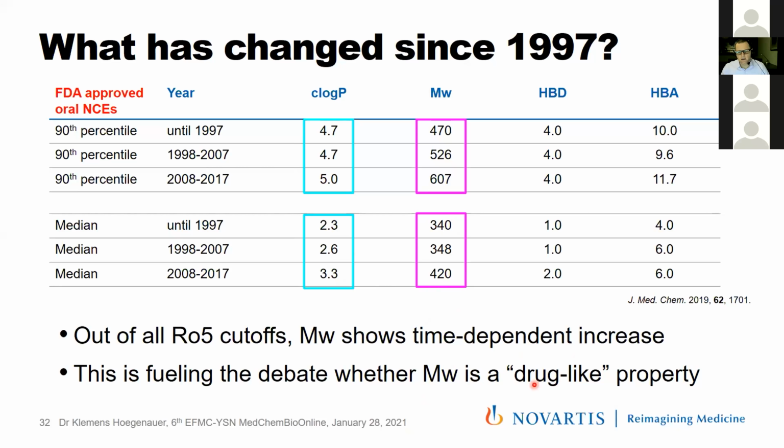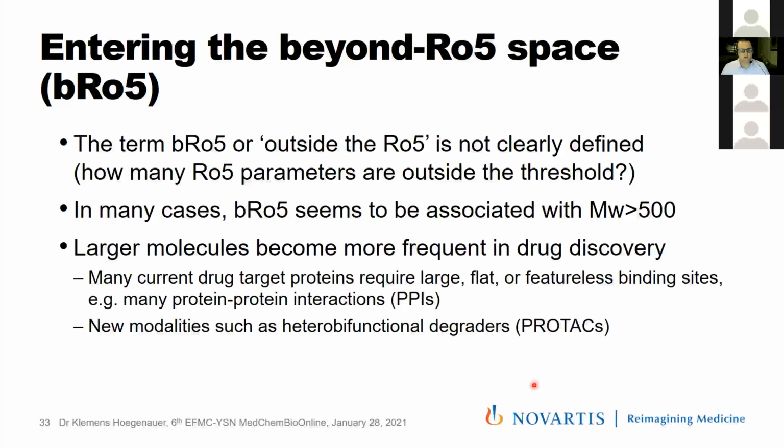And I put drug-like here in apostrophes because what is drug-like is also sometimes a quite arbitrary definition. So what happens if you now move into this beyond rule of 5 space, sometimes abbreviated like that?